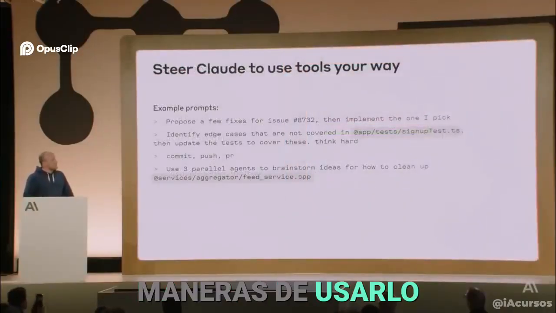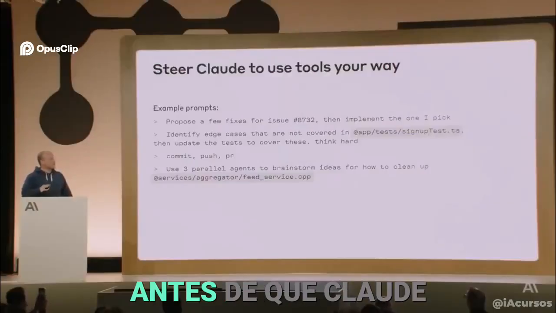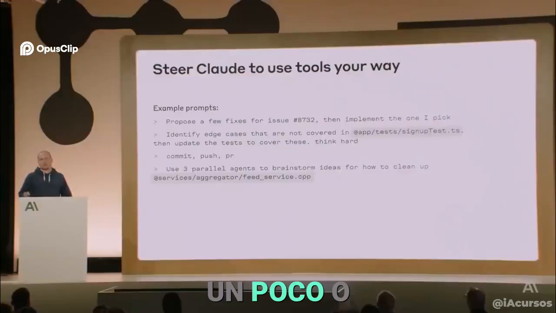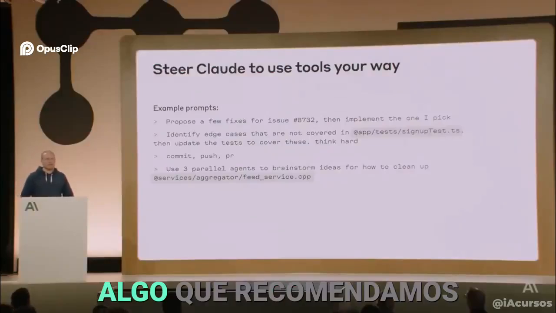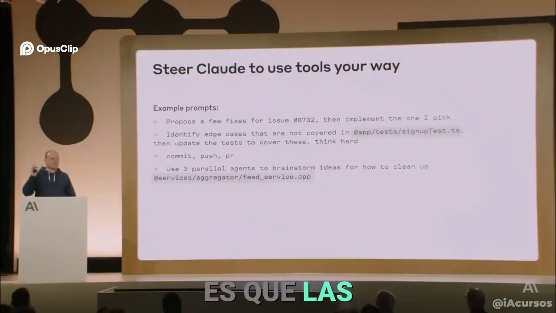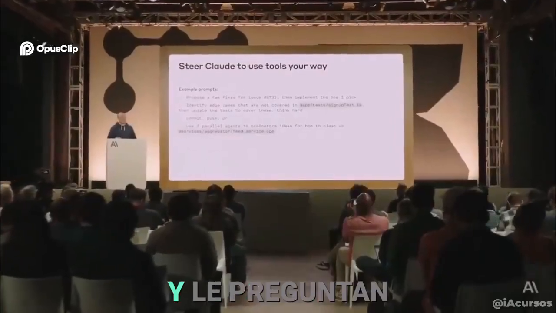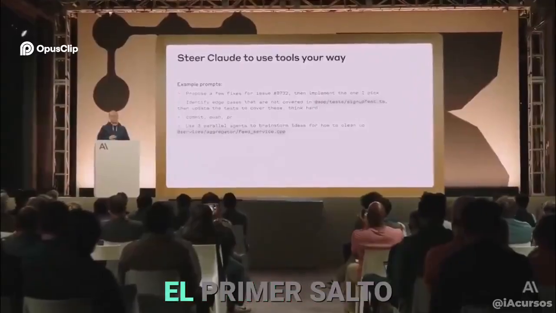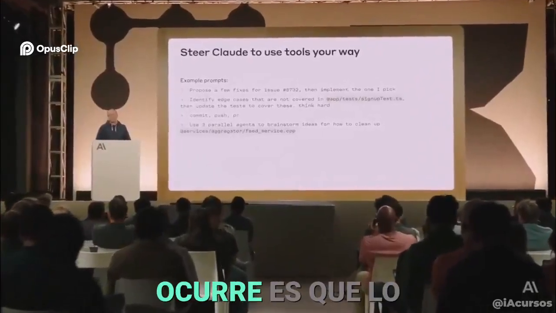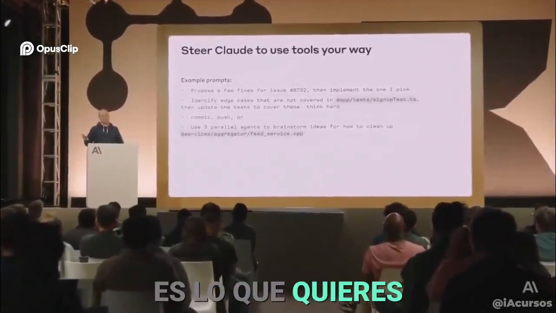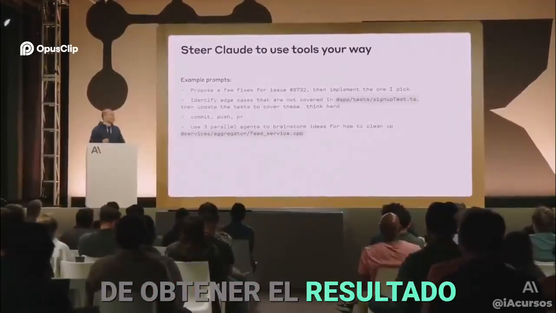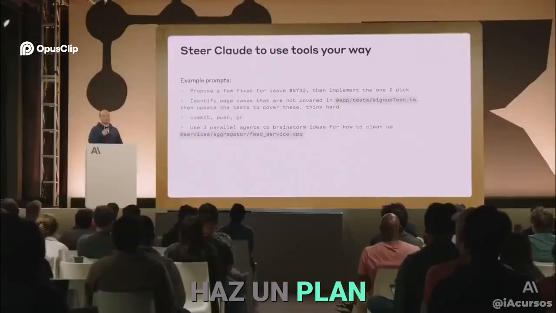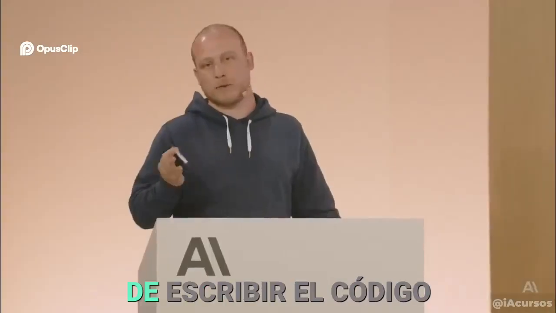There's a lot of ways to use this. Something I like to do sometimes is, before having Claude jump in to write code, I'll ask it to brainstorm a little bit or make a plan. This is something we highly recommend. Something I see sometimes is people take Claude Code and ask it, hey, implement this enormous 3,000 line feature. Sometimes it gets this right on the first shot. But sometimes the thing that it builds is not at all the thing that you wanted. The easiest way to get the result you want is to ask it to think first. So brainstorm ideas, make a plan, run it by me, ask for approval before you write code.